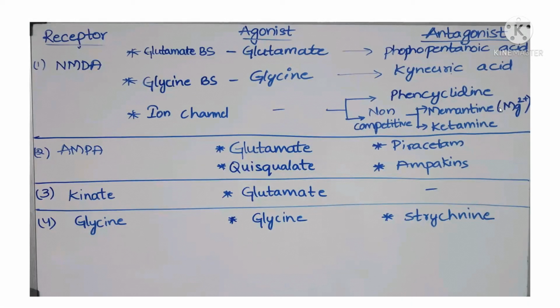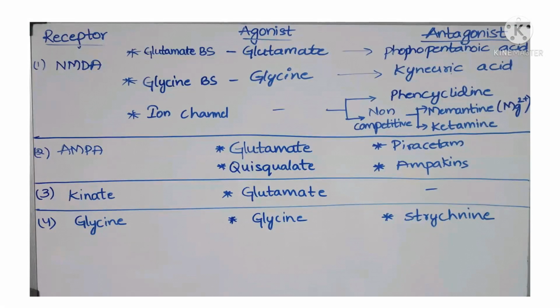This contains magnesium. And for AMPA, the agonists are glutamate and quisqualate, and the antagonists are paracetamol and amlacase. Under kainate, we have glutamate as an agonist. And for glycine receptors, we have glycine as the agonist and strychnine as an antagonist. So these are the drugs acting on the different glutamate and glycine receptors.